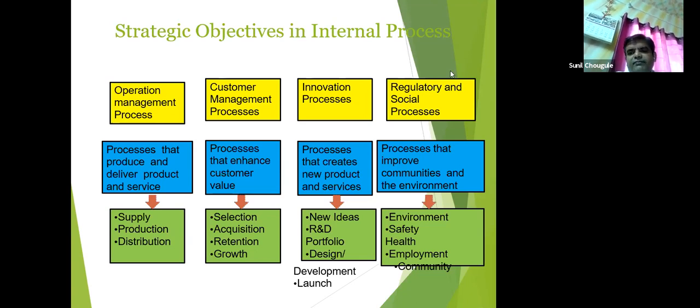Now, regulatory and social processes sometimes act as an advantage, other times are too big a barrier or disadvantage. Regulatory and social processes, I will explain with examples. These are processes that improve communities and the environment. Environment, safety, health, employment, community, all these factors are very important.